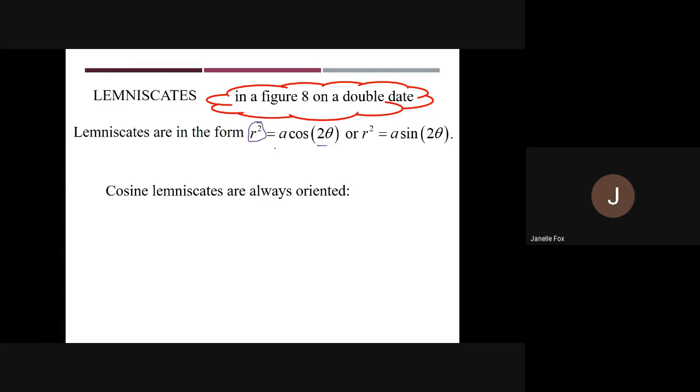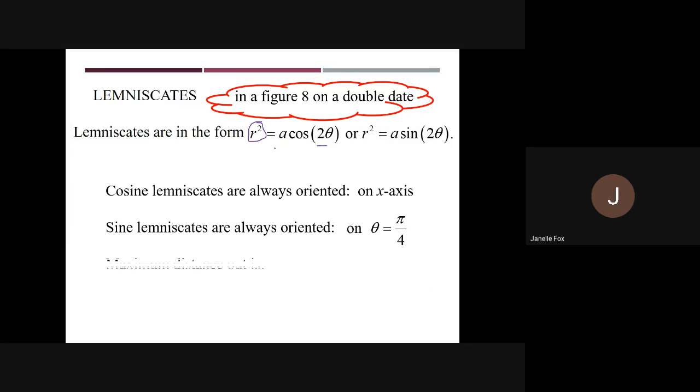Okay, cosine lemniscates are always oriented on the x-axis. And again, it's just going to be a figure 8. The sine lemniscates are always just perfectly diagonally tilted, basically on the line y equals x, but we're in polar. So it's on theta equals pi over 4.